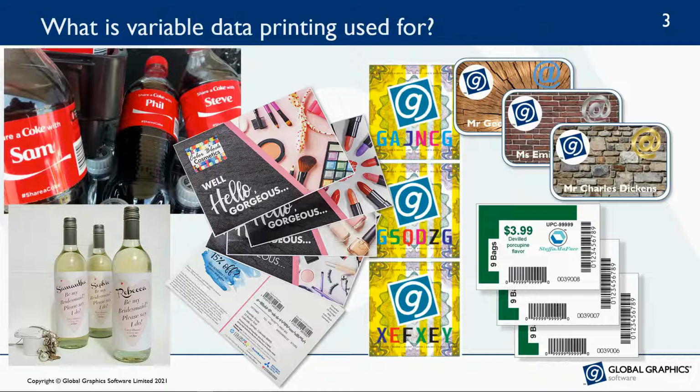Variable data has its roots in transactional and direct mail printing, but over the last couple of decades it's been expanding across many different sectors of print. Most variable marks are aimed either at the end user of the product, in other words the reader or consumer, or they're there to support production and supply chain logistics.